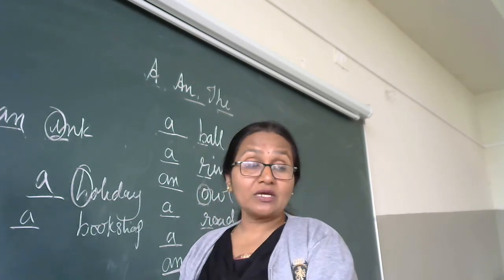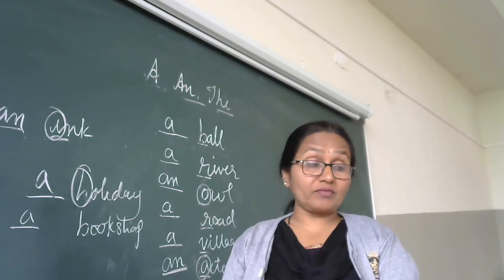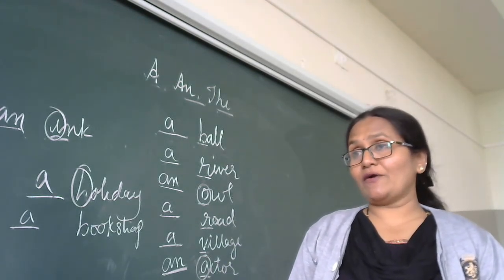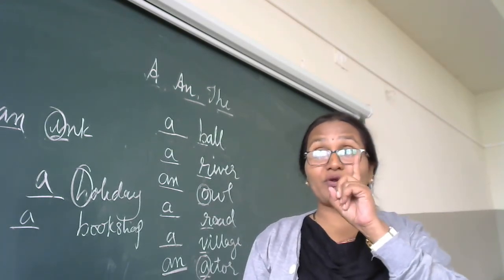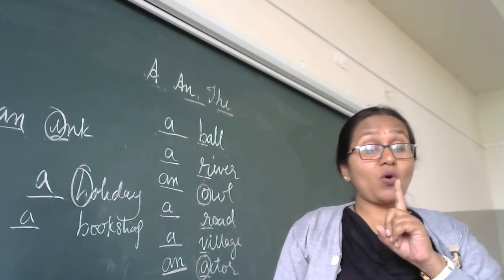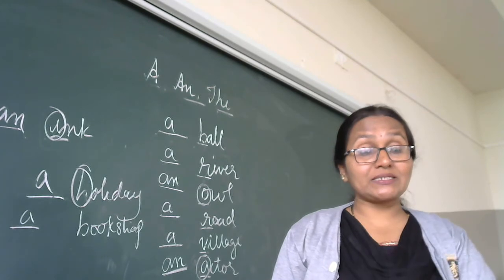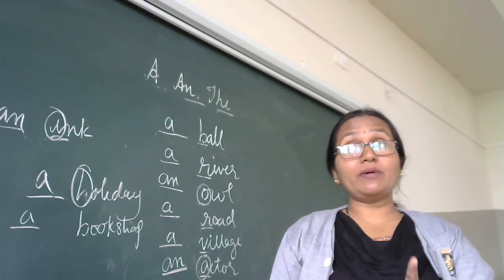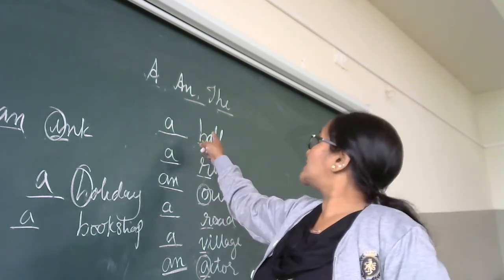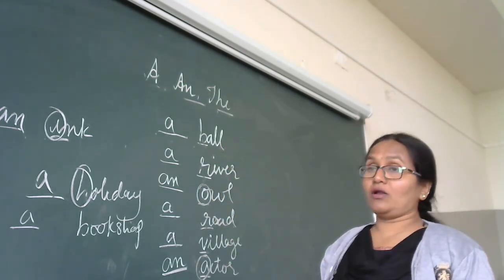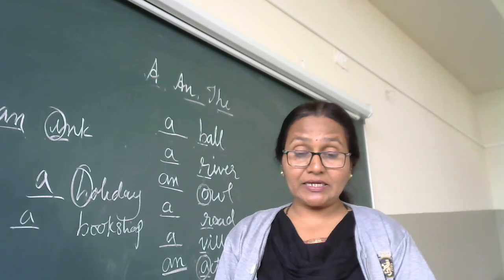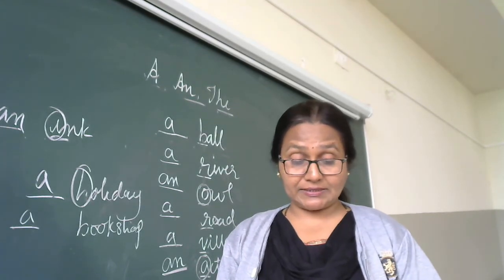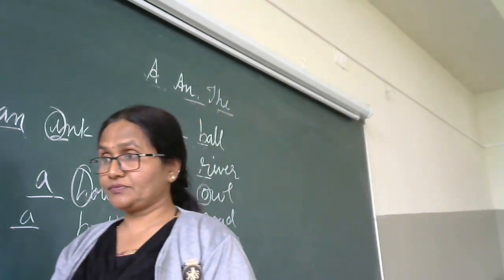So remember that when we use a or an, we use it only before a single person, place, animal or thing. Next we will learn more about this in the next class. Thank you.